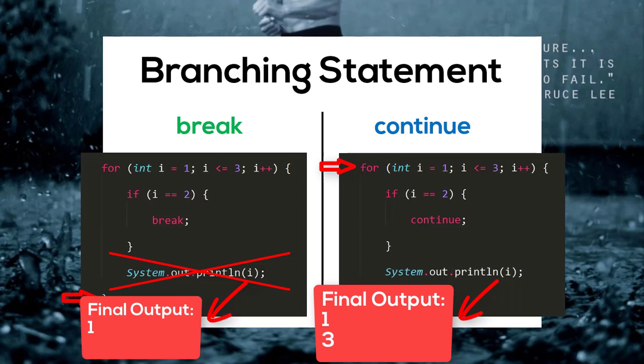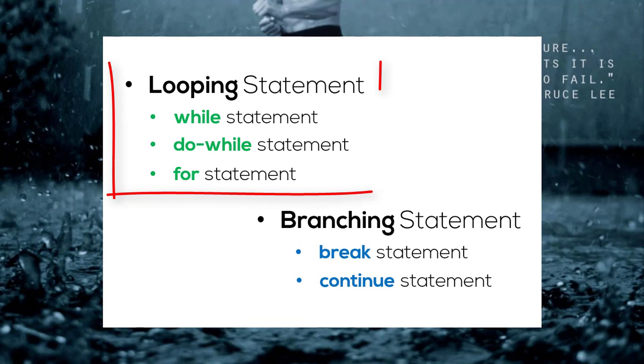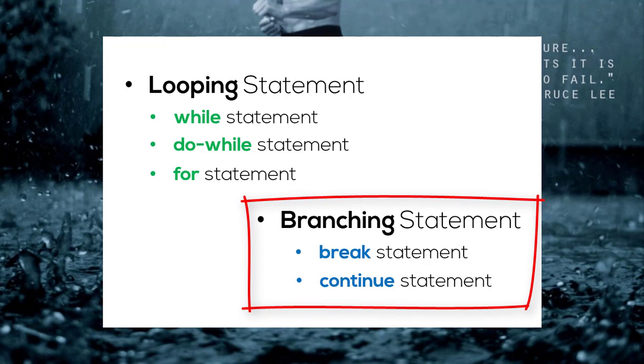Alright, that's it guys. We have learned about the different types of Java looping statements, which includes the while, do while, as well as the for statement. And we have also looked at some of the branching statements, which are the break statement and the continue statement.